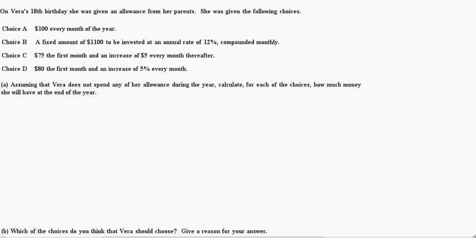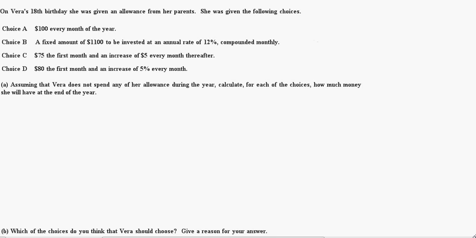It says on Vera's 18th birthday she was given an allowance from her parents. She's given the following choices. Choice A, $100 every month of the year. Choice B, a fixed amount of $1,100 to be invested at an annual rate of 12% compounded monthly. Choice C, 75 for the first month and an increase of 5 every month thereafter, and D, 80 the first month and an increase of 5% every month.